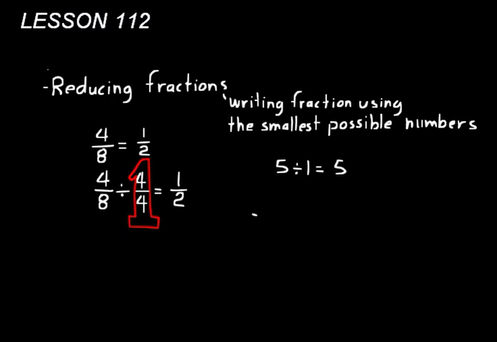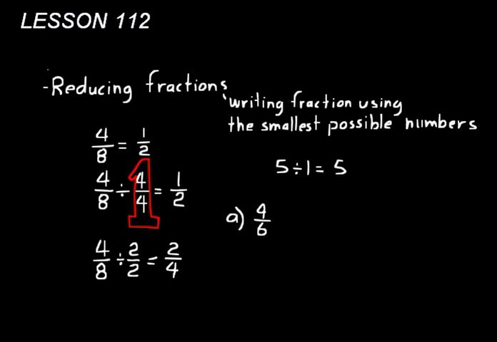For example, we could have done 4 over 8 and then divided above and below by 2. 4 divided by 2 is 2, 8 divided by 2 is 4, but that's not the smallest possible form for that. So you always need to kind of check your work and just ask yourself, did I write that in the smallest possible form that I could?